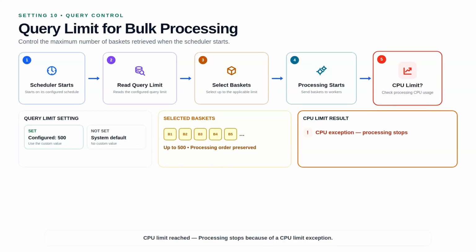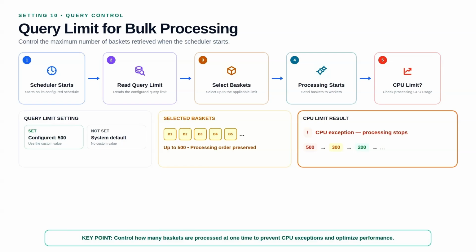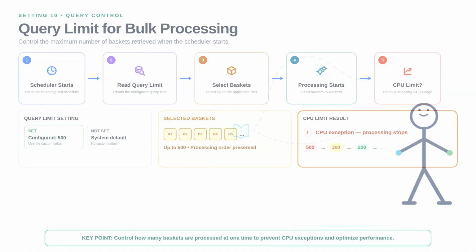CPU limit reached. Processing stops because of a CPU limit exception. Reduce query limit and test again. If the CPU limit is reached, reduce the query limit, for example, 500, 300, 200. Then test again until you find a suitable query limit that allows bulk processing to run without causing a CPU limit exception. Key point: the query limit for bulk processing helps control how many baskets are retrieved and processed at one time, which can help prevent CPU limit exceptions and optimize processing performance.